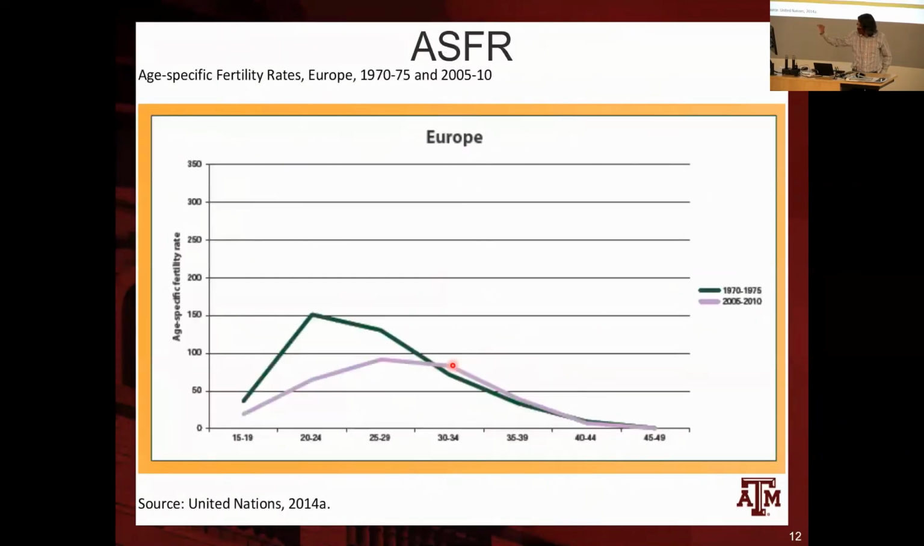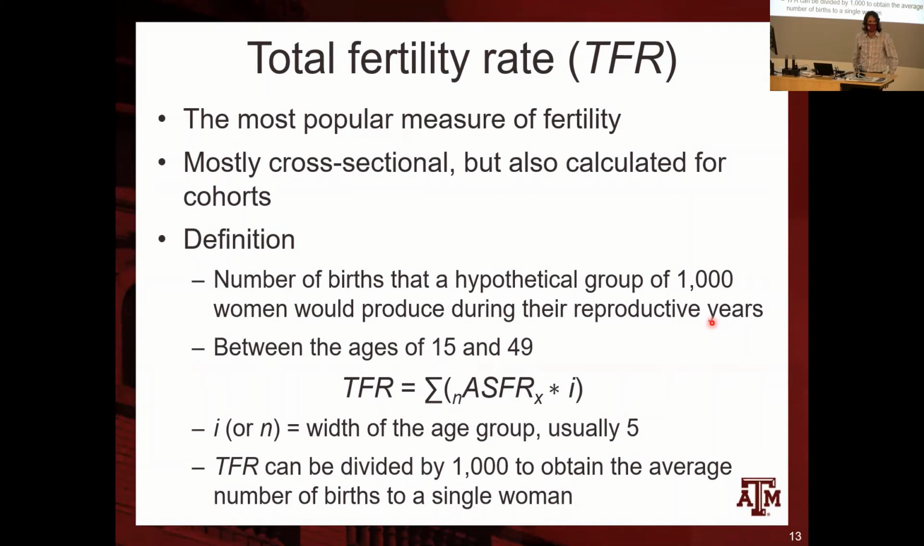Here, for each area, in this case continent, Europe, and at each time point, in this case 1970 to 75 and 2005 to 2010, we have the 7 age-specific fertility rates. Can we aggregate them in one single indicator? And that's what the total fertility rate is. It's the most popular measure of fertility. It's also based on information for usually a specific country or specific area in a specific year, so it's cross-sectional. It can also be calculated for cohorts, so following women over time.